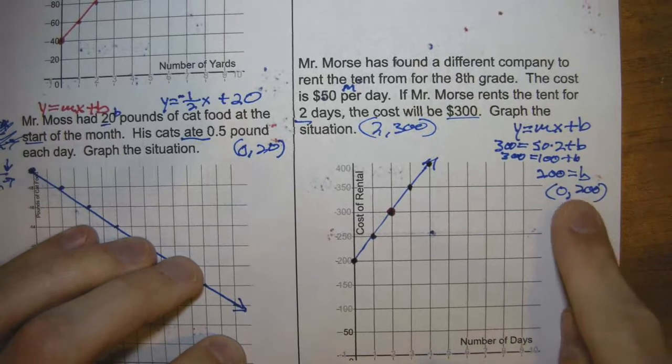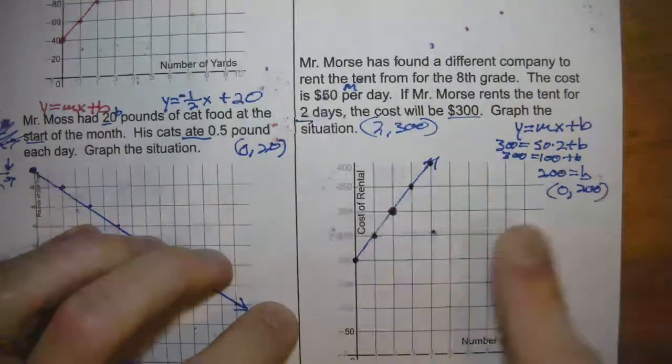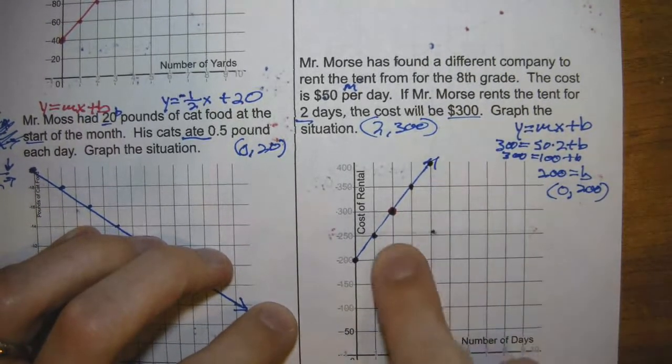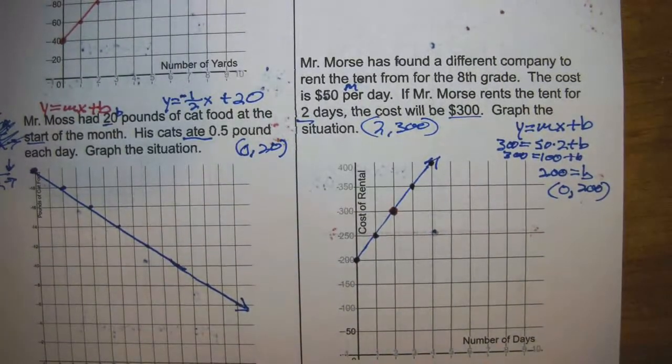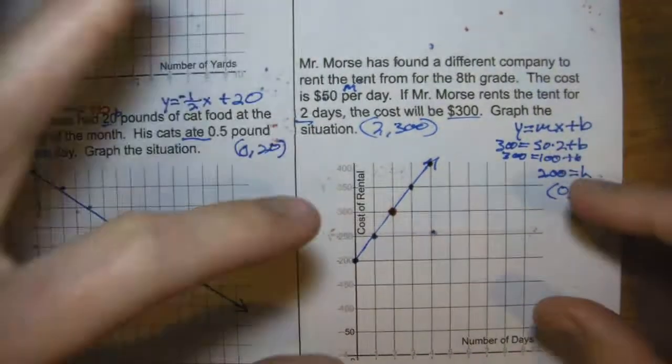One of these options allows us to find the y-intercept algebraically. The other one would allow us to count it out and still find that that y-intercept is at 200. So this is what we're going to be doing today. You'll be given word problems that you'll need to graph out.